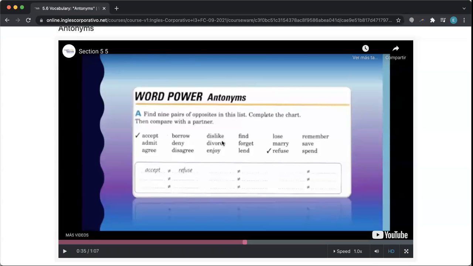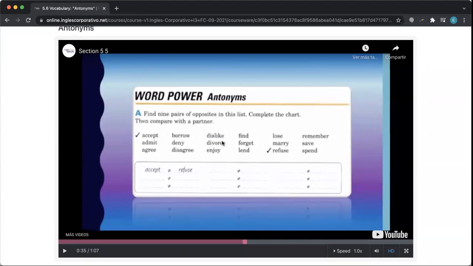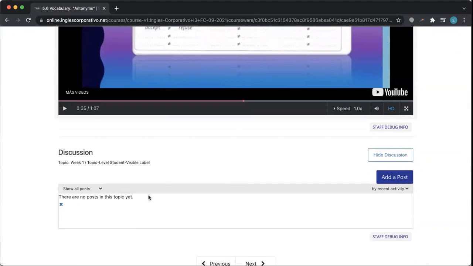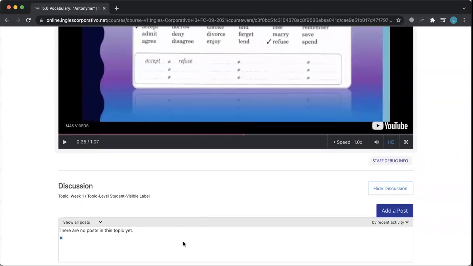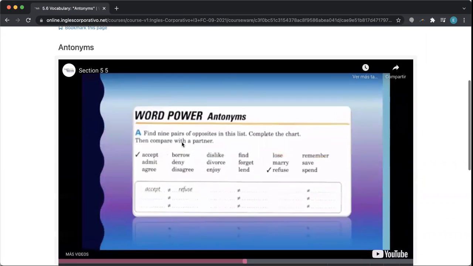Any other words for pronunciation? No. Okay, perfect. So you're going to do exactly like the activity. You and your partners want to find the opposites and put them together. For example, accept and refuse. These are the opposites. You want to find the opposites of the other words. And when you find the opposites, you put your answers here in the discussion box. For example, you're going to write, accept, refuse. As we mentioned in the other example, admit, deny. Right. That way we understand you have the correct ones, okay?